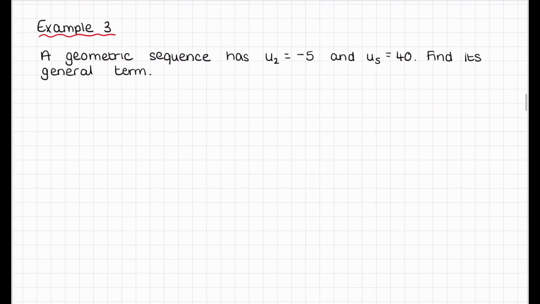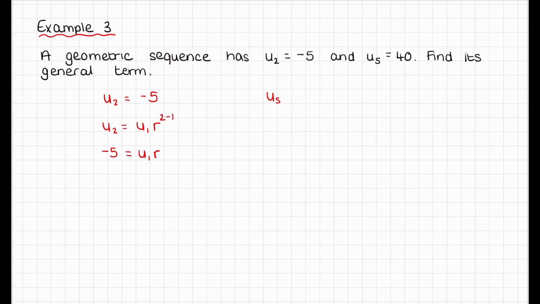And example 3, a geometric sequence has u2 equals negative 5 and u5 equals 40. Find its general term. When it says find its general term, it means find its equation, find the formula for this sequence. Once again, we're going to have some simultaneous equation idea. We know that u2 equals negative 5, and u2 would also equal u1 multiplied by r to the power of 2 minus 1. So negative 5 equals u1 multiplied by r to the power of 1.